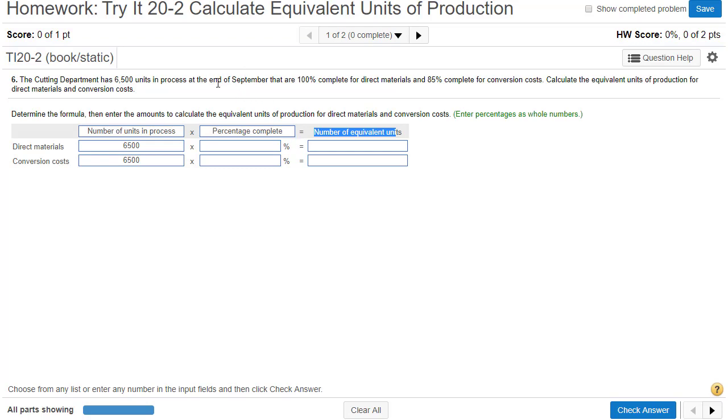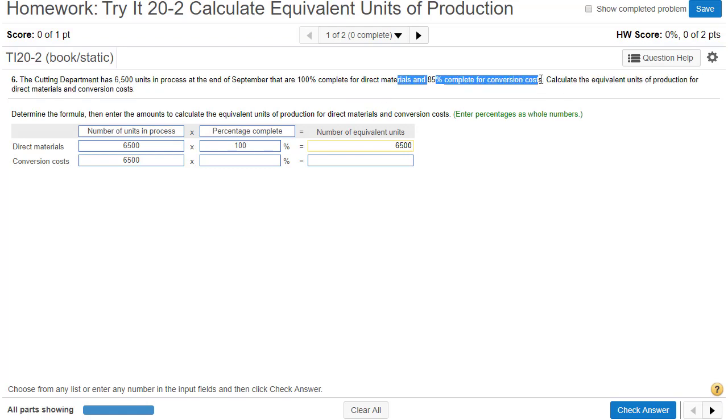So let's do the direct materials. The direct materials are 100% complete. So let's type in 100. It's already got the percentage sign in there. So 6,500 times 100% obviously is 6,500 units. So what that means is because all the direct materials had been applied to the 6,500 units, that's equivalent of them all being 100% done, which is the case. They're all 100% done.